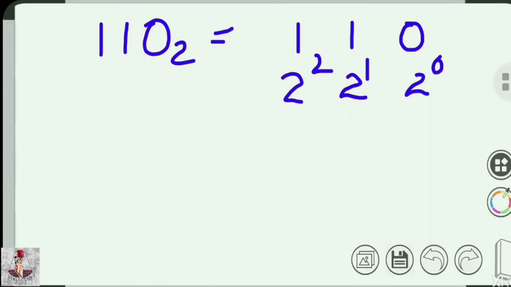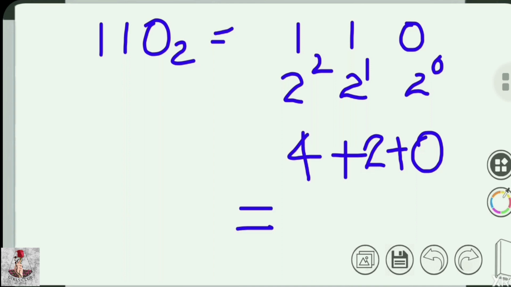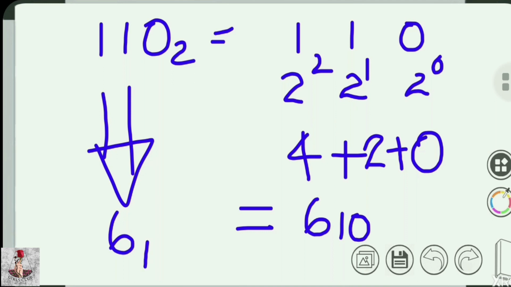2 to the power 0 is 1, and 1 into 0 is 0. Plus 2 to the power 1 is 2, and 2 into 1 is 2. 2 to the power 2 is 4, and 4 into 1 is 4. So altogether what's the total? 4 plus 2 plus 0 is 6. The decimal version is 6 to the base 10.